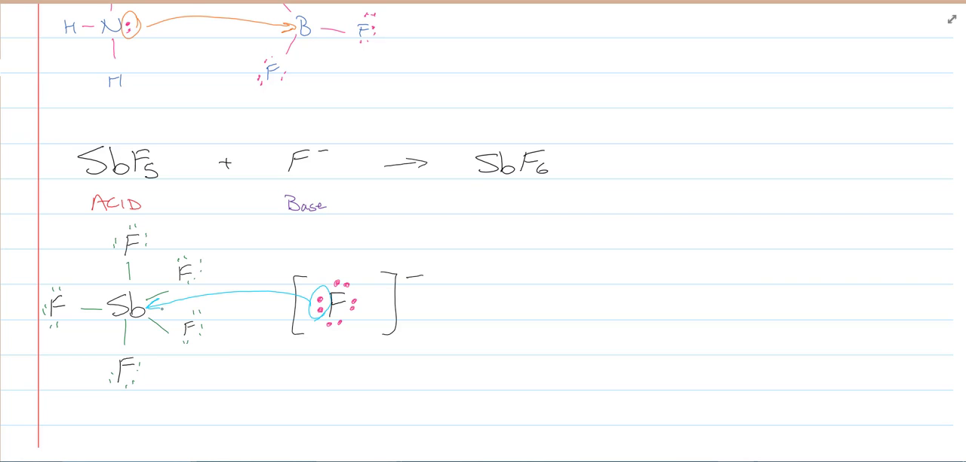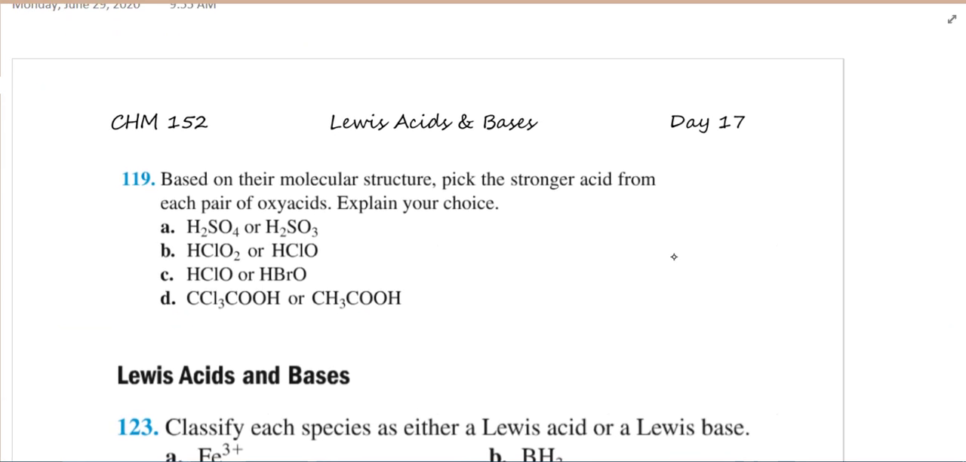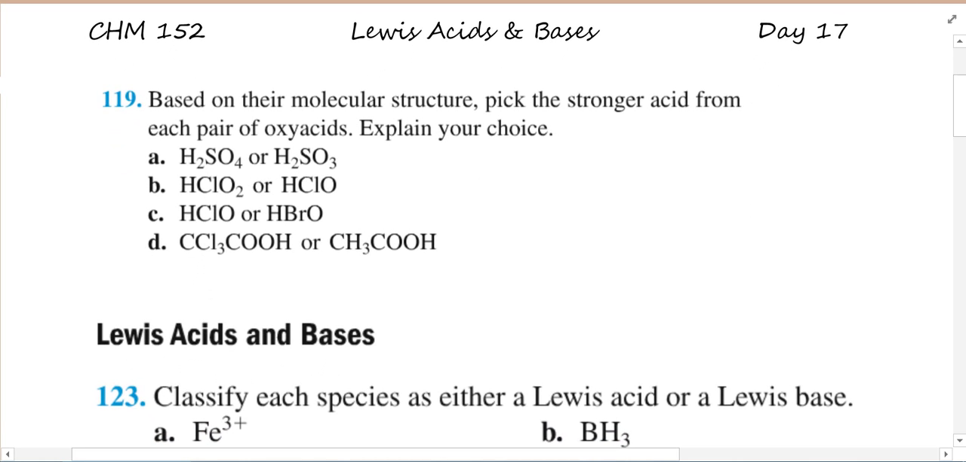Let's do a couple examples and we'll go from there. So day 17, problem 119, I want to know the stronger acid and why. So for A, which one is stronger? It's a great question. And I'm going to say sulfuric acid is stronger. Well, we know why. Well, he told me to memorize it. It's one of my 7 strong acids. And that's good, but that's not why. That's what I told you to do. Why is because there's more oxygen on sulfur.